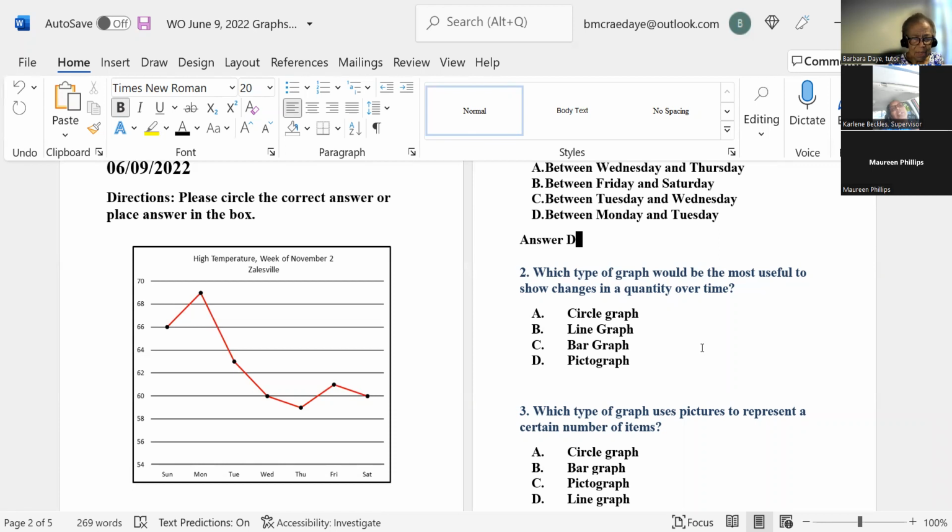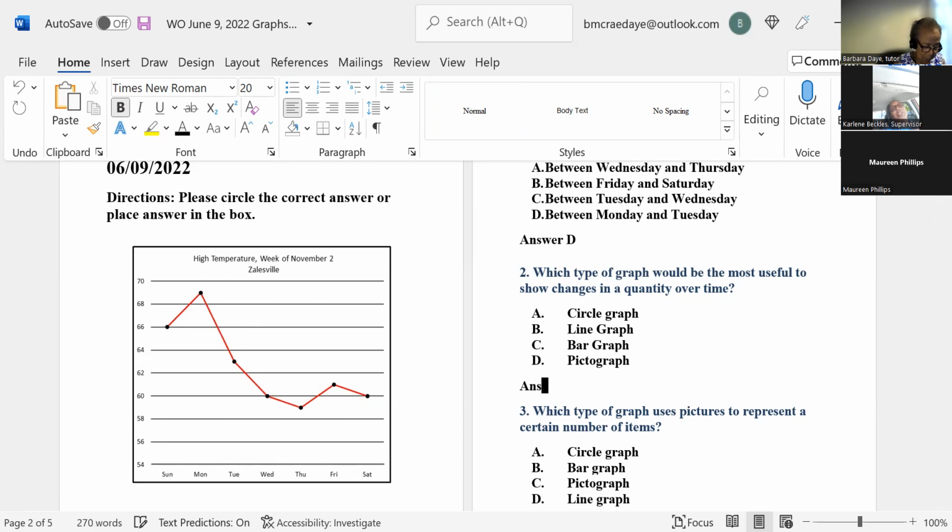Say it again. D as in down. No, pictograph. Pictograph is the picture one, remember? Well, we just looked at one right here. Changes over time, right? Changes of temperature over time. The time here is in days, right? So the answer would be a line graph.